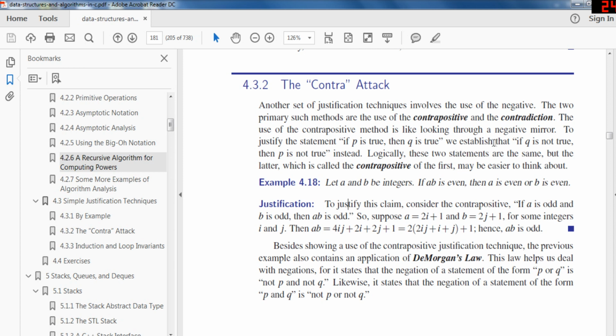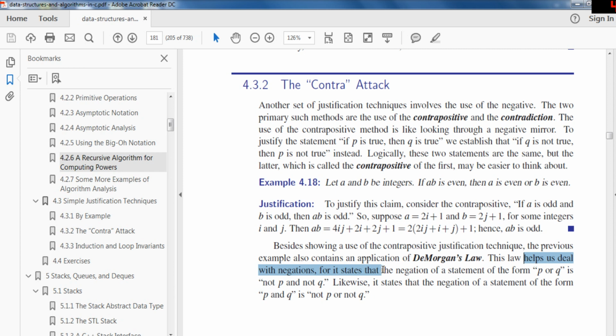You just have to prove that if Q is not true, then P is not true, and that basically proves your statement: if P is true, then Q is true. Okay. So besides showing a use of contrapositive, a justification technique, the previous example also contains the application of De Morgan's law. De Morgan's law helps us deal with negatives.